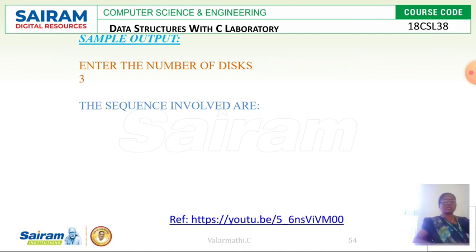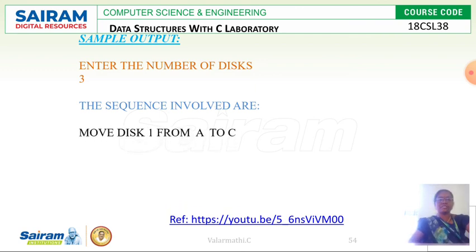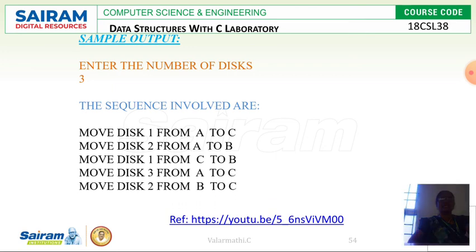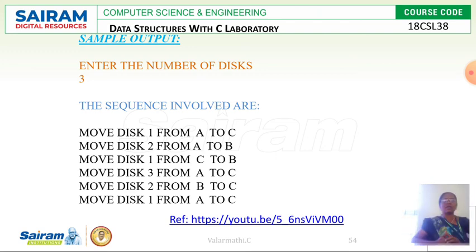Enter the number of disks, given as 3. How it is solved, we will see in the sequence. First, moving disk 1 from A to C, right? Then moving disk 2 from A to B. So from A to C is moved, then A to B is moved, then moving disk 1 from C to B, then moving disk 3 from A to C, then moving disk 2 from B to C, and last moving disk 1 from A to C. So this is the game happening in the Towers of Hanoi problem.